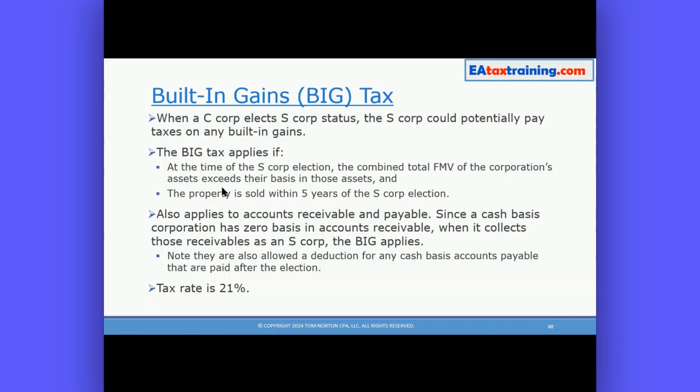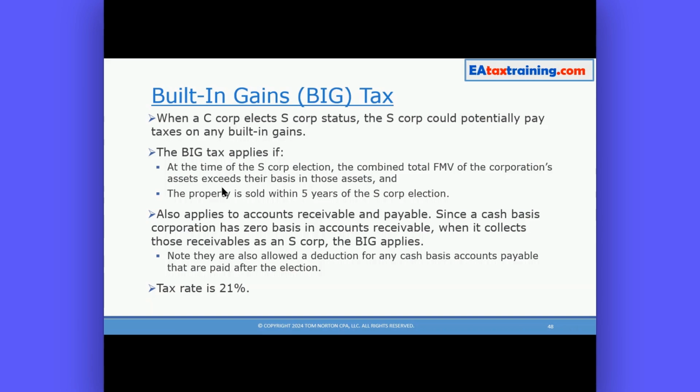So what they're saying is, if you have these assets that are worth more than your basis, if you sell those within 5 years of making that S Corp election, then you've got to pay tax on that as if you were still a C Corp. So you'd have to pay the 21% corporate tax on those gains.